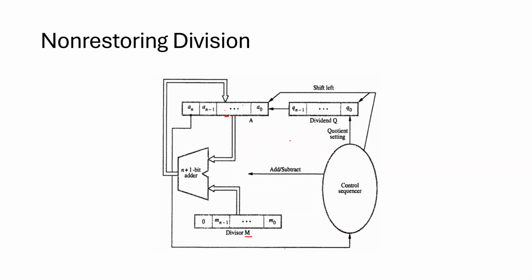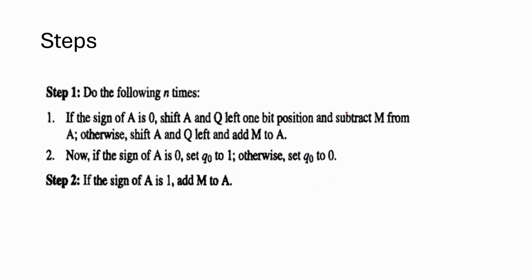Non-restoring division depends on the MSB, that is the sign bit of register A. It has to decide whether we need to perform the addition or subtraction operation, and depending on the sign bit of A, the Q bit will be shifted. Here also we need to do the left shift operation. So we see the steps involved in the non-restoring division.